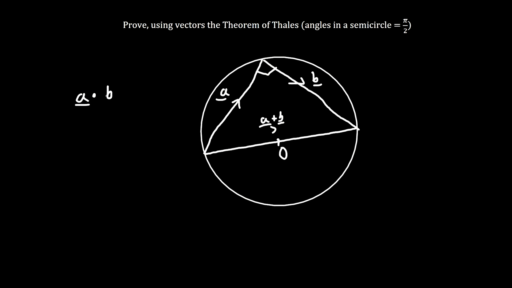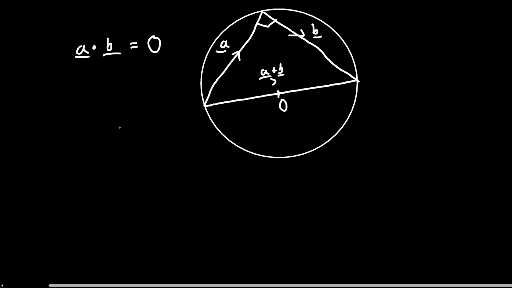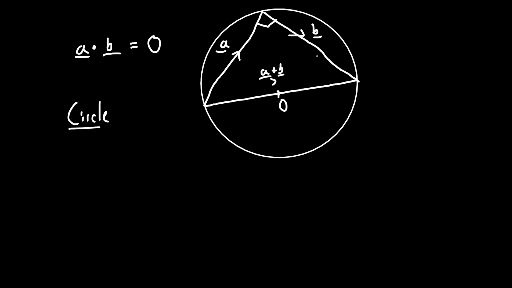Now, if we want to prove that this angle is 90 degrees, we're going to have to try and say the dot product between A and B equals 0. If we can get there, we've essentially proven the statement. Now, how we're going to do that is we're going to include the fact that this is a circle. If we don't do that, we're basically working with just a triangle, and this could be any triangle, and we wouldn't have a basis to go and prove the statement.